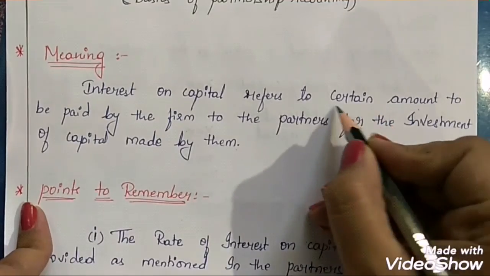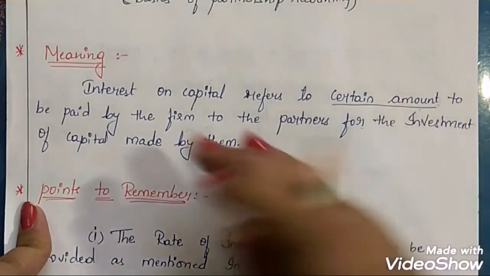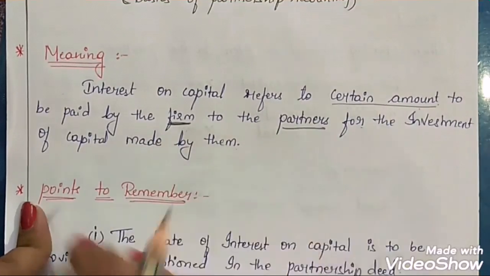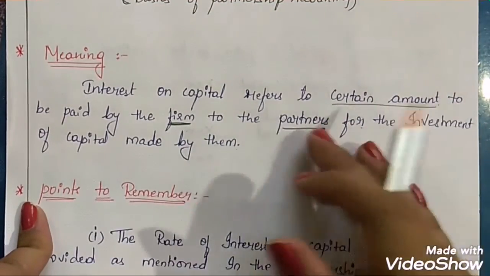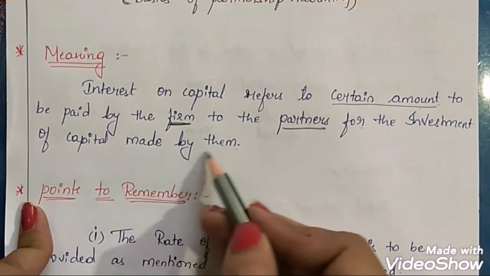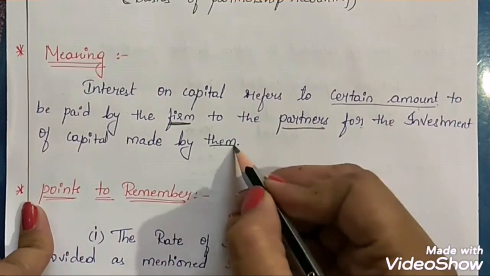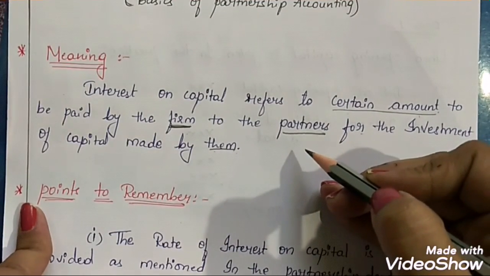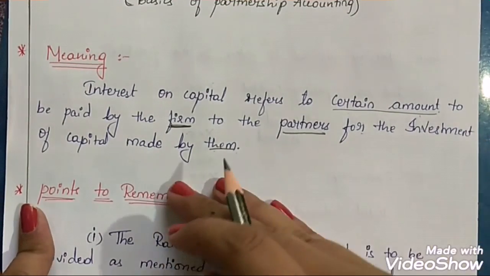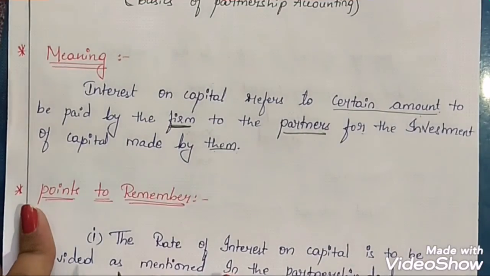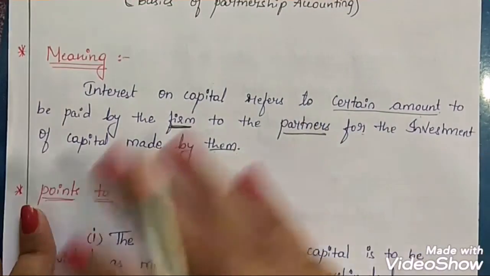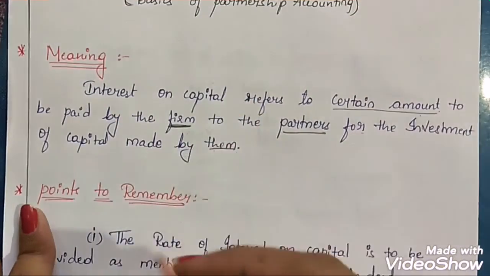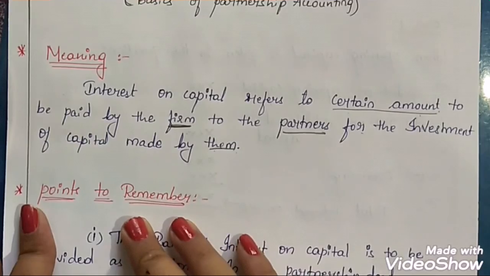See, first of all, it refers to a certain amount. Okay, so the amount which the firm has to pay to its partners. So why does the firm have to pay? For the investment of capital made by them. Made by them, in the sense, by partners. See, whenever certain partners start a partnership firm, then they have to invest certain capital, right? So it is the duty of the firm to pay a certain amount as interest on capital to the partners at the year ending.